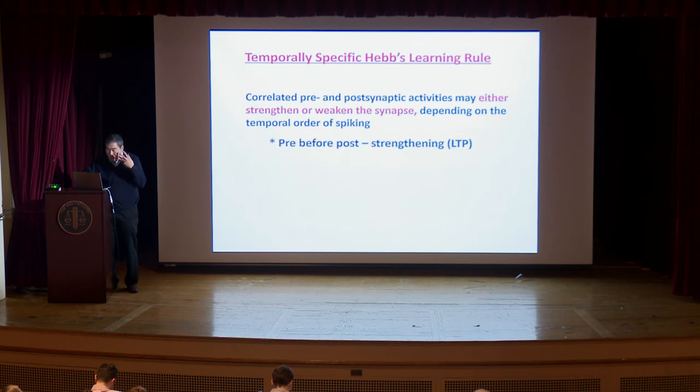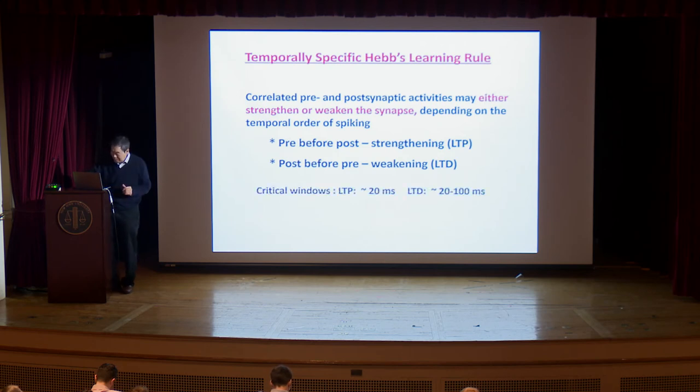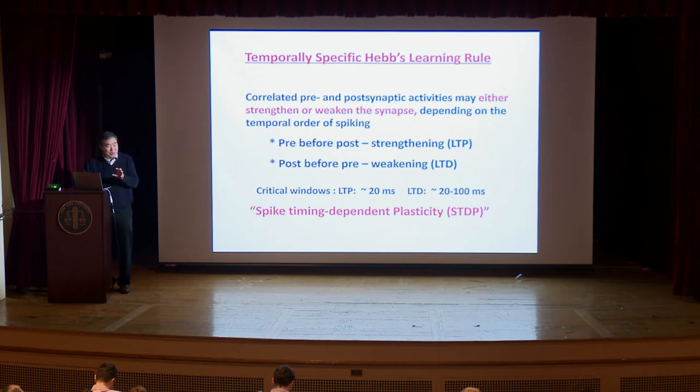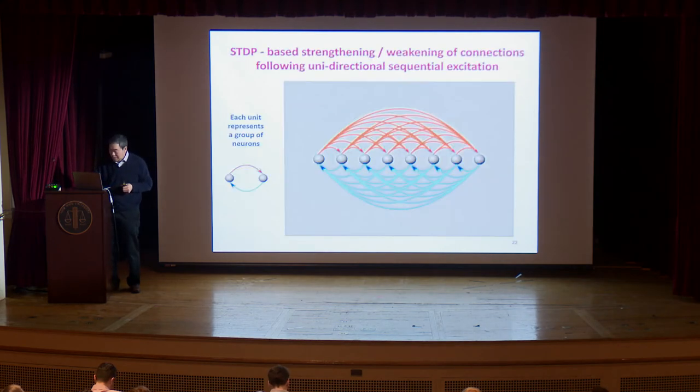You can have correlated activity that modifies the synapse, giving LTP if presynaptic fires before postsynaptic. You reverse the order, you get LTD. This is well known now, that there's a specific window for LTP and LTD that depends on the cell type. And this is STDP. Now, STDP is very interesting because it gives you a way of storing memory in a time-dependent manner. In a sequence, memory could possibly be stored in this circuit.